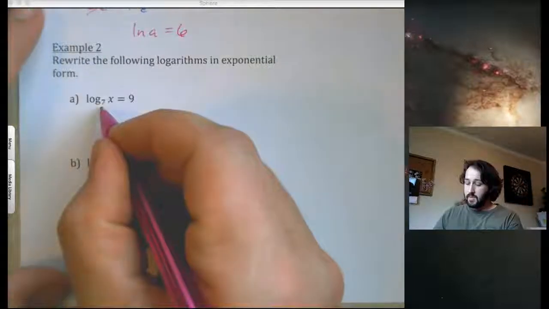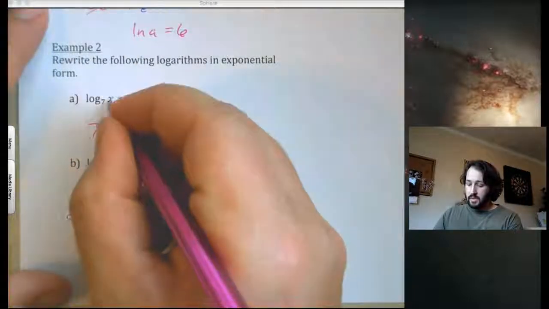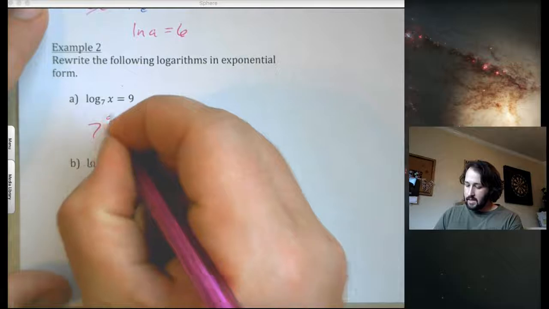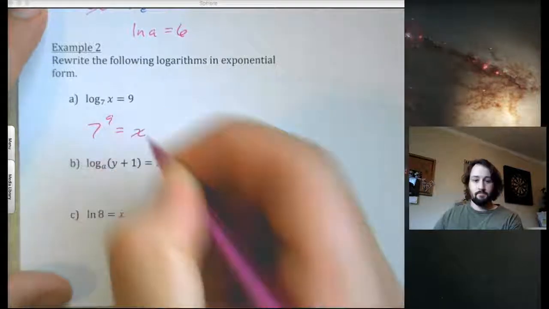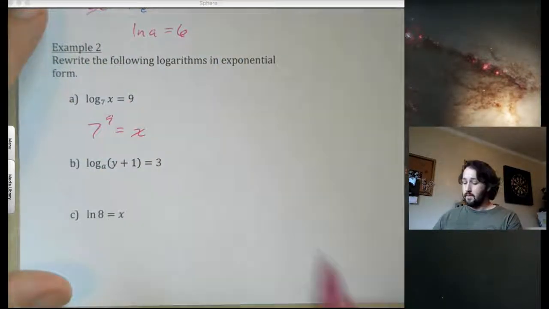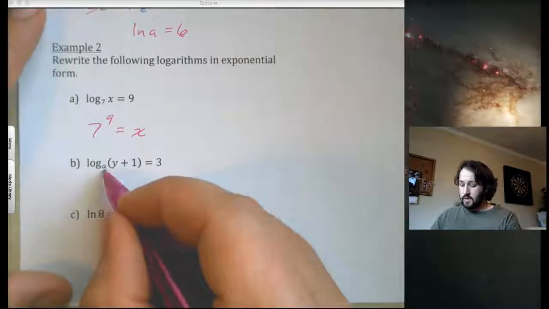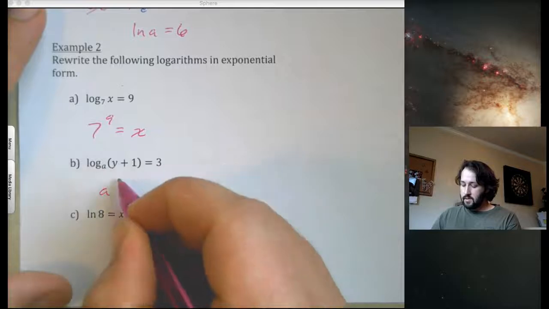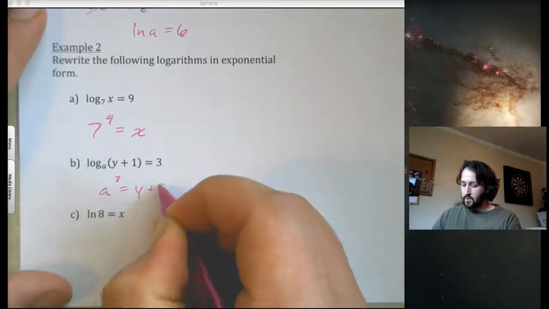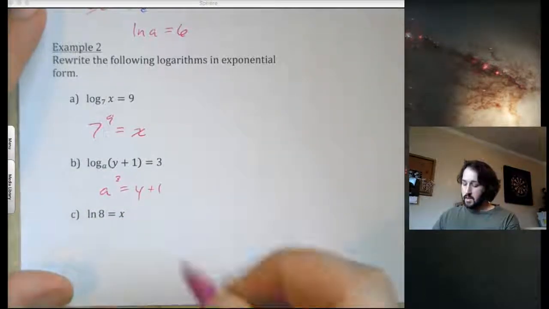So again, the base is the base, so 7, don't put them together again, so 7 to the 9th equals x. All right? You could find 7 to the 9th if you want to, you don't have to. So the base, a, to the other side, so 3 equals y plus 1. Everything on the inside goes.